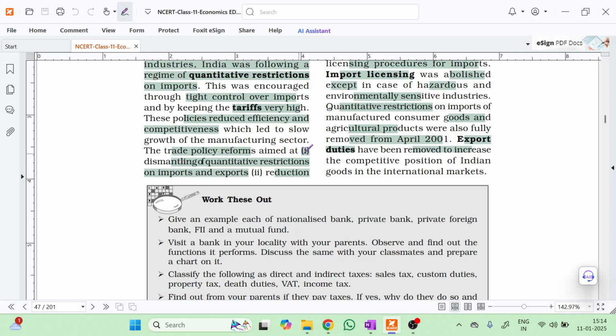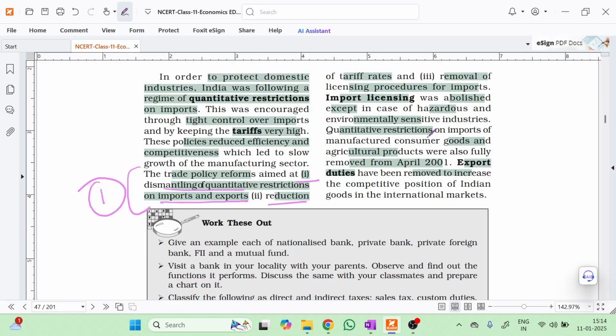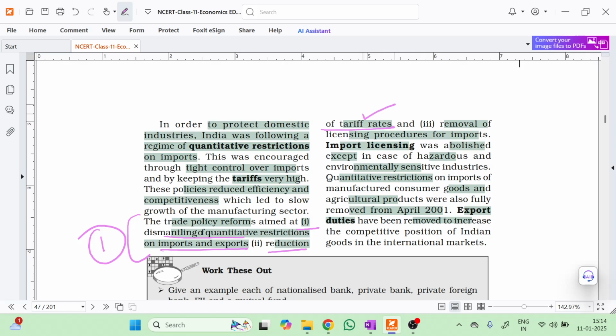So these reforms aimed at, first, dismantling of quantitative restrictions on imports and exports. So first जो limit थी import and export पे, it was done away with. Second, reduction of tariff rates so that high quality goods with a reasonable price structure could be imported. Then third, removal of the licensing procedure for imports.